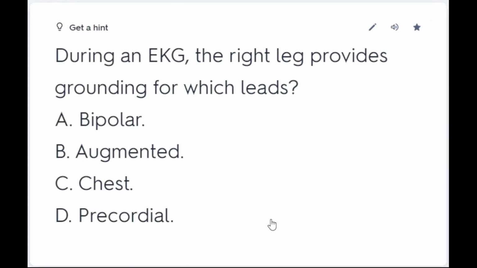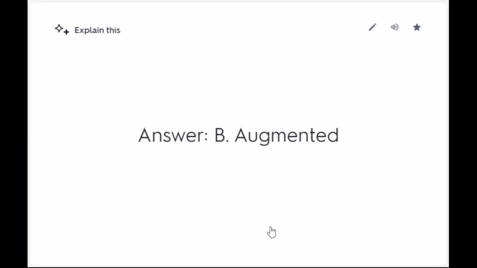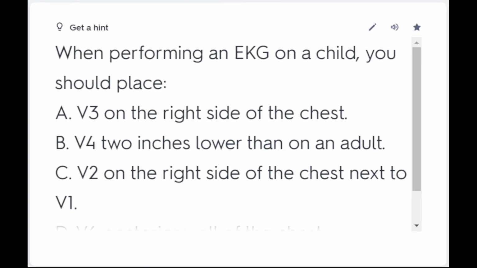During an EKG, the right leg provides grounding for which leads? A. Bipolar, B. Augmented, C. Chest, D. Precordial. Answer B. Augmented.